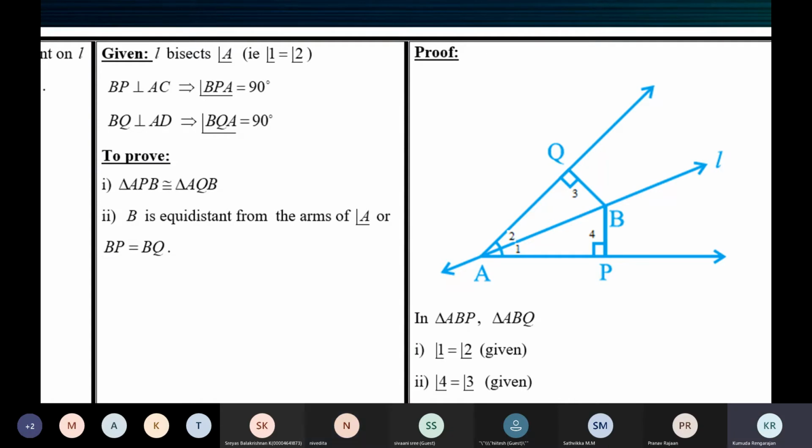So this is what is given to us. Angle 1 is equal to angle 2 because L bisects angle A. Then angle 3 is 90. Angle 4 is also 90 because BQ and BP are perpendiculars from the point B to the arms of the angle. Now read the question. It will make more sense.